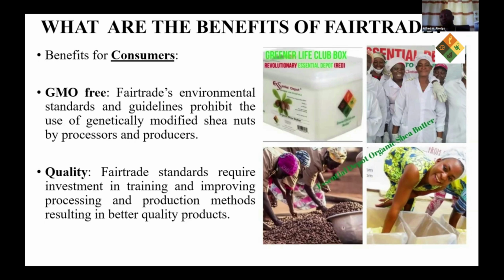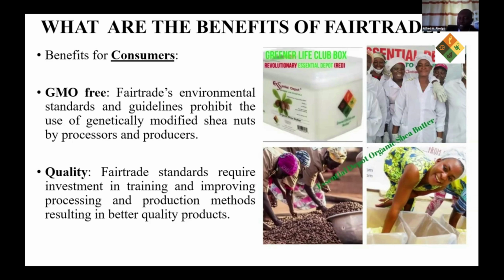These nuts that are being used to produce the shea butter for Essential Depot and customers of Essential Depot are picked directly from our communities. As I speak now, the women, this is the season. The women are busy at the field picking the nuts. And I think in a couple of weeks' time, we are going to start producing and filling the containers just arrived.